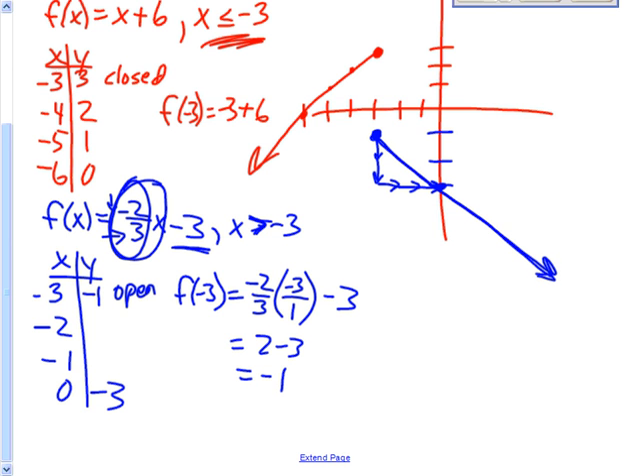So it's only that part of that line right there. Greater than negative 3. Oh, I forgot to open that. I'm sorry. Strictly greater than negative 3. Okay, there we go. All right.